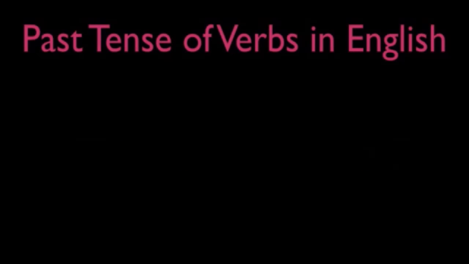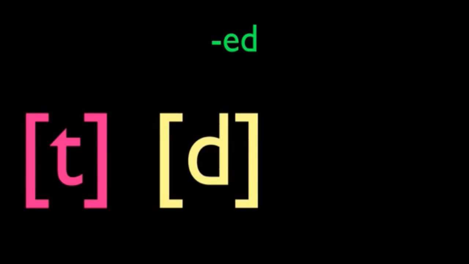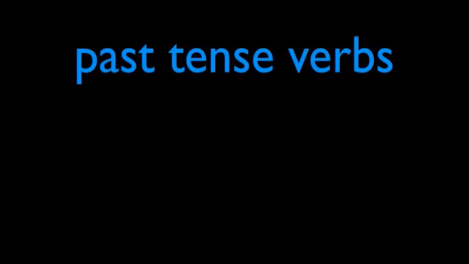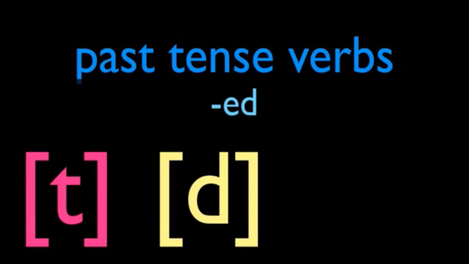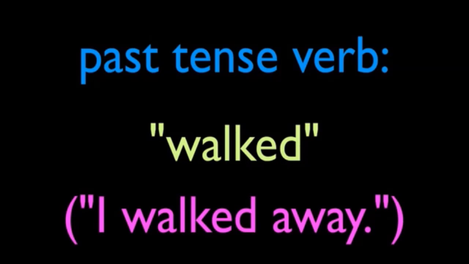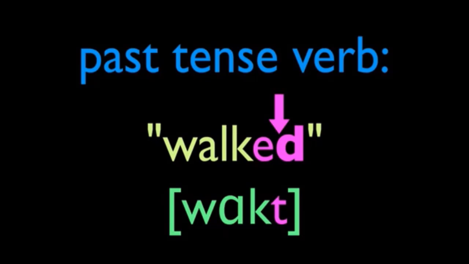The reasons why the past tense of verbs in English with the ed ending are pronounced in three different ways: t, d, or id. You may have noticed that in English, past tense verbs with an ed ending are pronounced in three different ways: t, d, or id. For example, if I say the past tense verb walked, as in I walked away, what is the last sound that you hear in the verb? Walked. The ed verb ending sounds like a t, walked, even though it ends in the letter d.